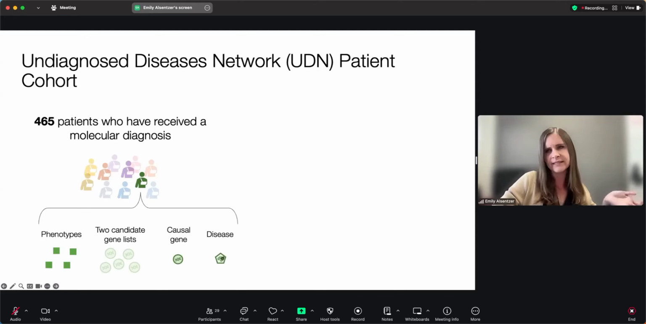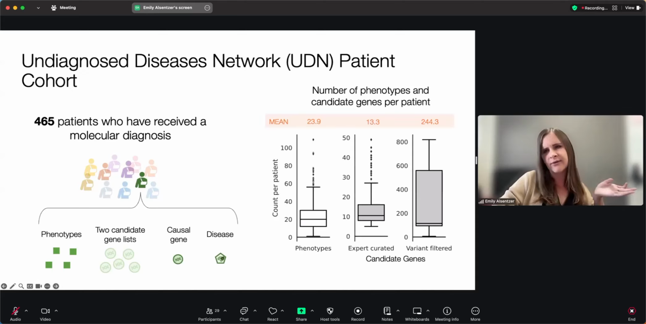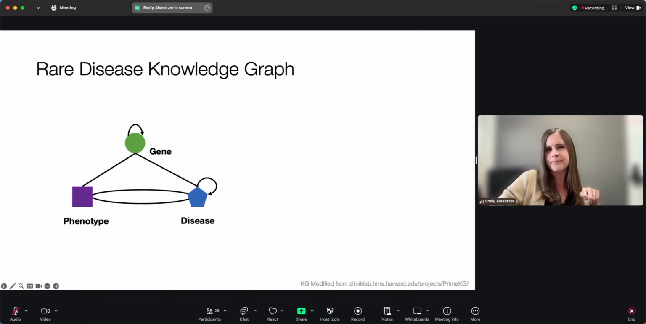So each patient in this cohort will have, again, a set of phenotypes, candidate gene lists, a causal gene, and then coded disease if the patient is actually diagnosed with a known disease. Patients will have around 23 phenotypes on average, and then the two candidate gene lists have around 13 and 244 genes on average that the clinician has to sort through to identify which gene is the actual causal gene.